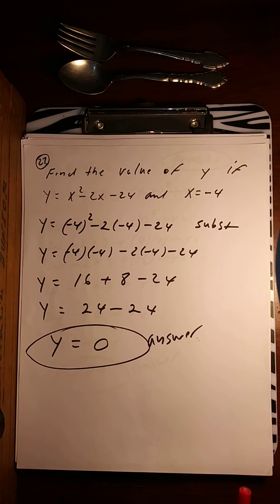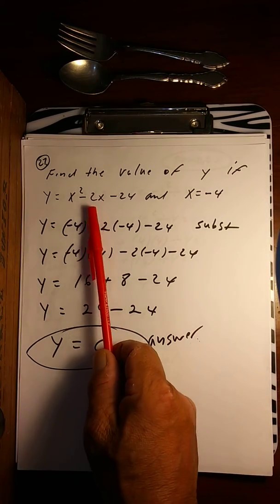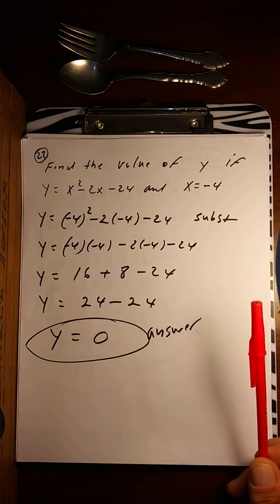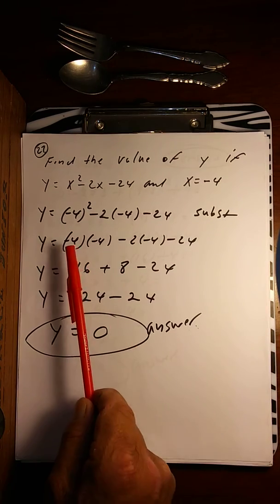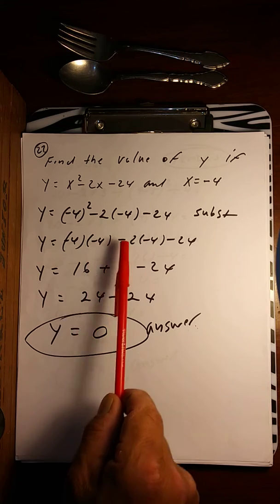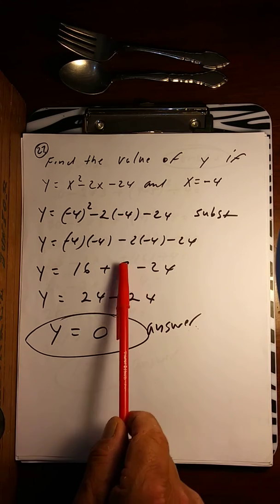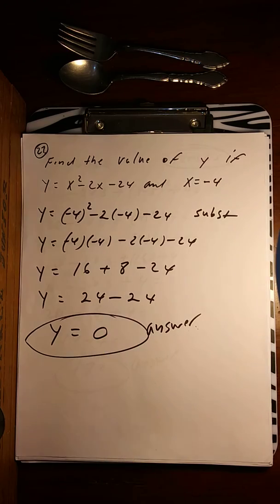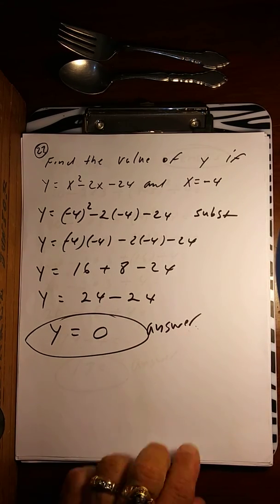Find the value of y if y equals x squared minus 2x minus 24. X is negative 4. So, how do we do this? Put it in there. Negative 4 times negative 4 is 16. And negative times negative is going to be a positive 8 minus 24. 16 plus 8 is 24, minus 24 is 0. That's the answer.